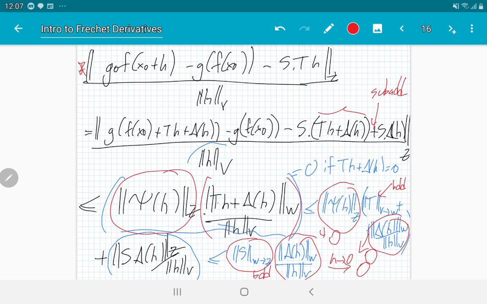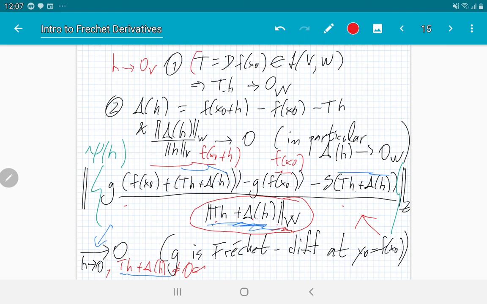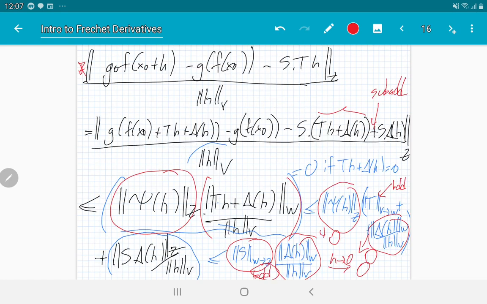Plus, well, s is bounded, times the remainder term. So if delta of h divided by h goes to 0, s times delta h divided by h goes to 0 as well, because s is a bounded linear operator. So you see that I use the boundedness of t here to say that t is continuous, therefore t times h goes to 0 when h goes to 0. And I use the boundedness of s here to be able to deal with this remainder term. So both boundednesses are important.